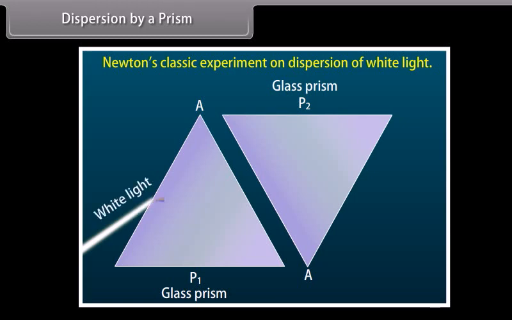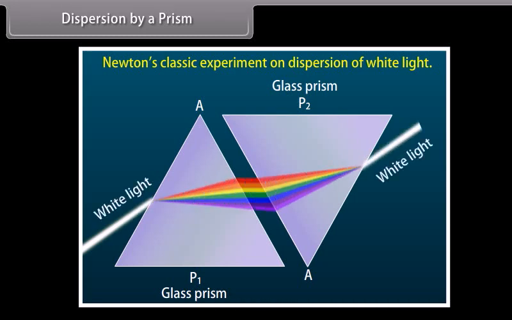Newton's classic experiment on dispersion of white light. The experiment performed by Sir Isaac Newton had another prism, P2, placed in front of prism P1, but inverted in position. The emergent beam from prism P1 falls on prism P2, and the emergent beam from prism P2 is white light.